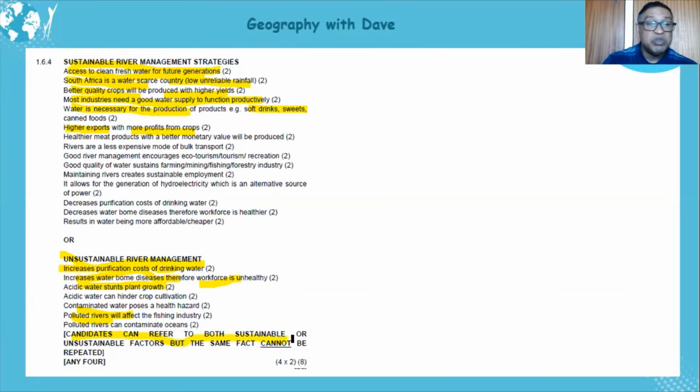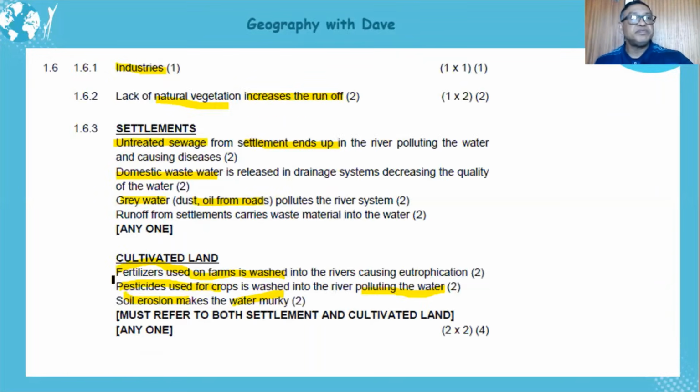Candidates refer to both sustainable and unsustainable. They cannot use the same fact. You can do a sustainable and unsustainable, but you can't repeat the same thing. You understand? If you say it allows access to clean or fresh water for future generations, and then you say here it does not allow access, it loses water for future generations, then you're basically repeating. So if you're going to talk about sustainable and unsustainable, you must make sure they are different facts. Okay, let's go on. That covers our question there.